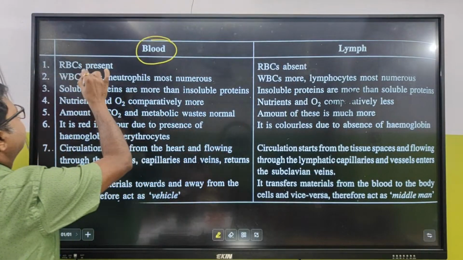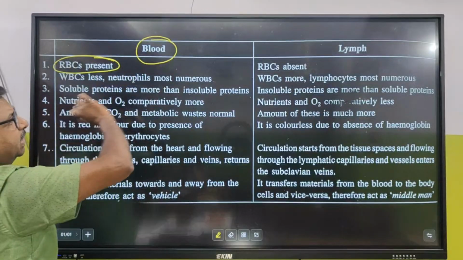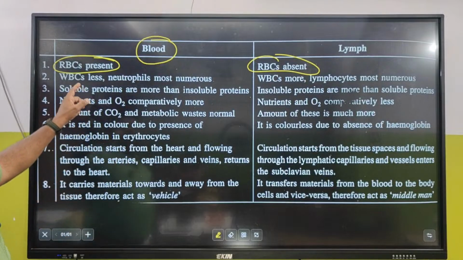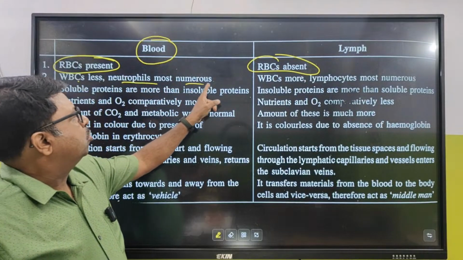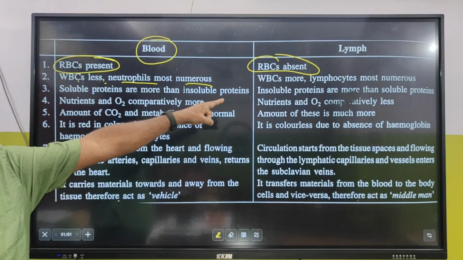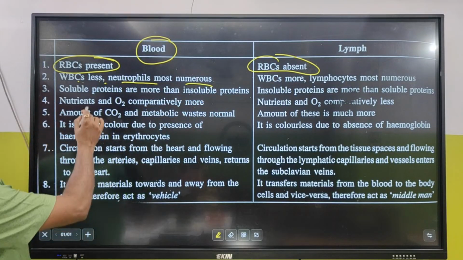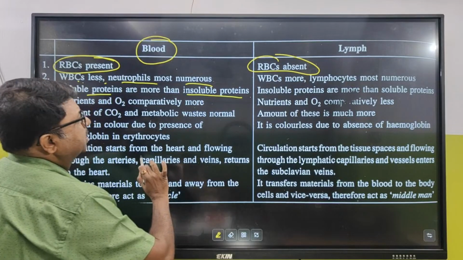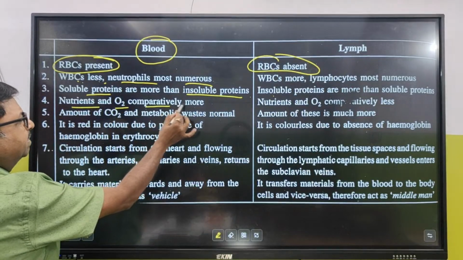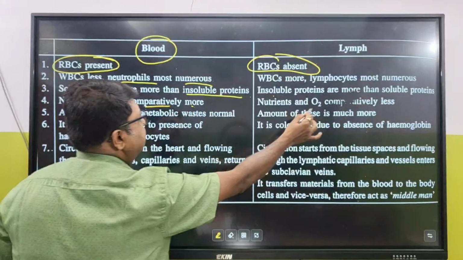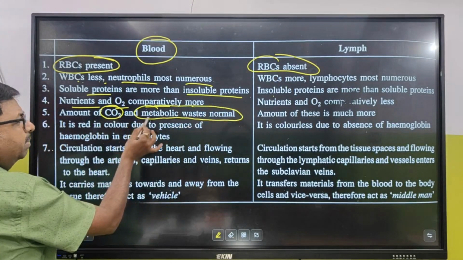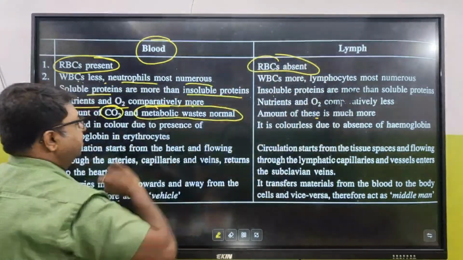Blood and lymph. RBCs are present inside blood, and in lymph, RBCs are absent. WBCs are less in blood, but WBCs are more inside lymph. In lymph, neutrophils are most numerous. Soluble proteins are more than insoluble proteins in blood, while in lymph insoluble proteins are more than soluble proteins. Nutrients and oxygen are comparatively more in blood and comparatively less in lymph. The amount of carbon dioxide and metabolic waste is normal in blood, but much more in lymph.